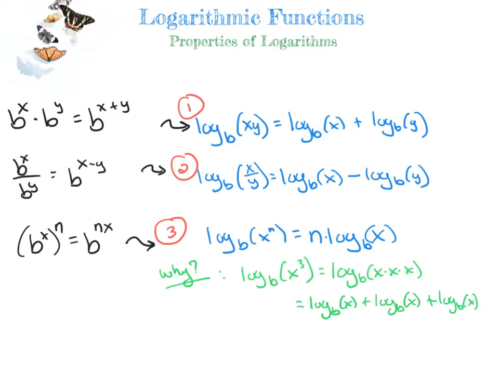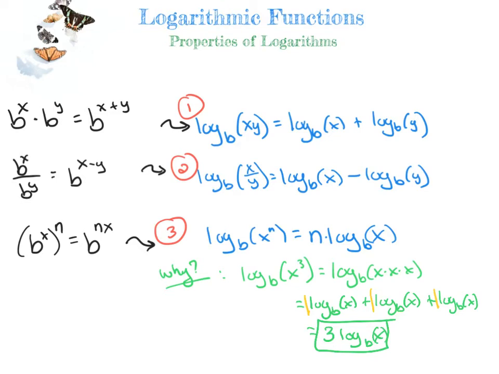And these are all like terms, log base b of x, and their coefficients are 1. So 1 log base b of x plus another log base b of x plus a third log base b of x is 3 log base b of x.